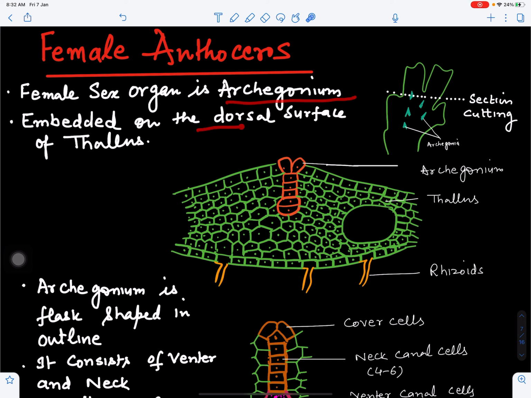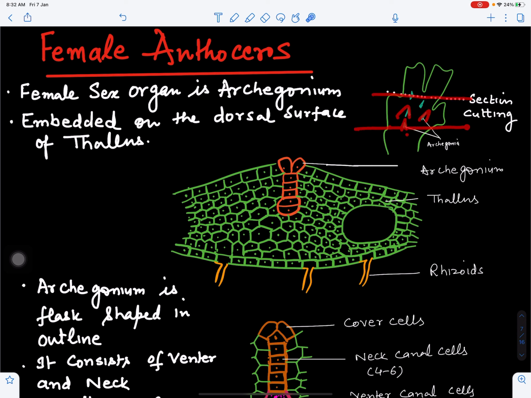Now these sex organs are embedded on the dorsal surface of the thallus. The thallus can be monoecious when both sex organs are present on the same thallus. It can be dioecious when they are present on separate thalli. So we can cut the thallus through the archegonium. So this is the thallus bearing archegonia.